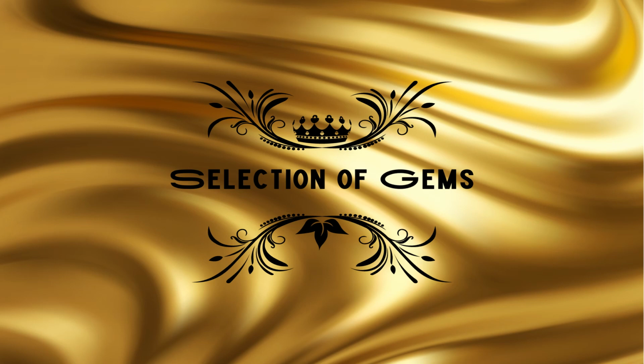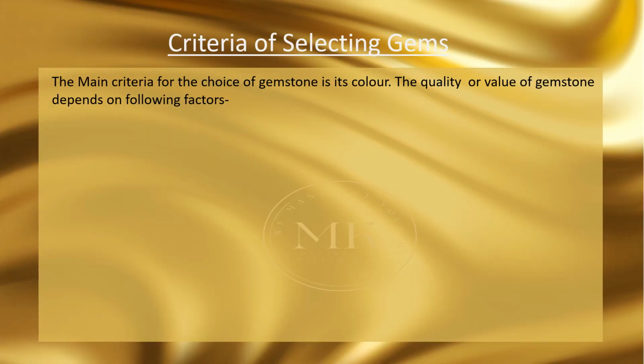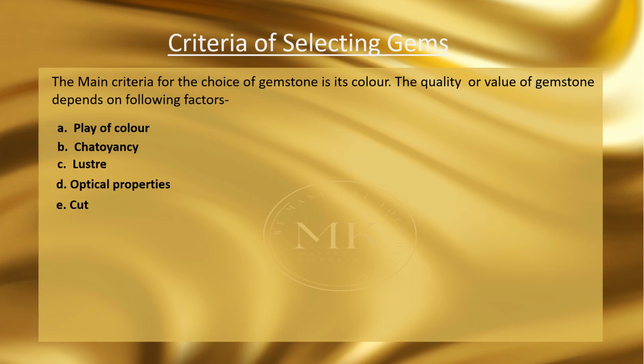Selection of gems. In this section, we will learn about the physical properties on the basis of which we select gemstones. Criteria of selecting gems. The main criteria for the choice of gemstone is its color. The quality or value of gemstone depends on the following factors.